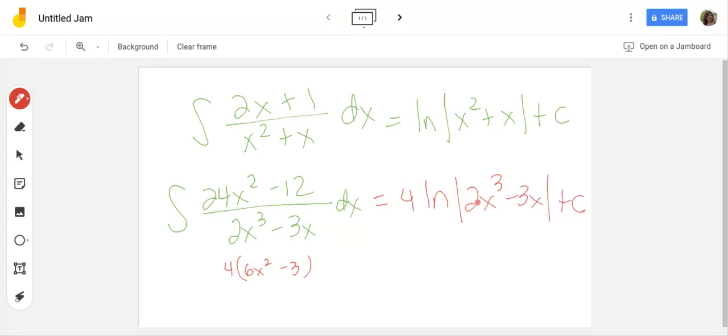Because when you take the derivative of this, you're going to get 6x squared minus 3 divided by this function, and then we're going to multiply it by 4, which is the 24x squared minus 12. So you just had an extra factor of 4 in there, so that means your answer is going to have an extra factor of 4.